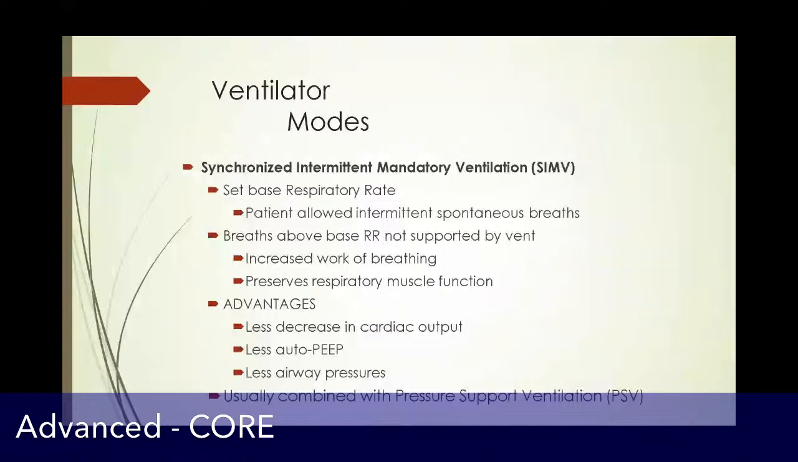So when you don't have this significant amount of pressure delivered from the ventilator with every breath, you will have less pressure within the chest, you'll have better cardiac output, you'll have less airway pressure and less cause of barotrauma to the lungs, less chance of a pneumothorax. And often this is combined with pressure support ventilation, which I'll talk about next.